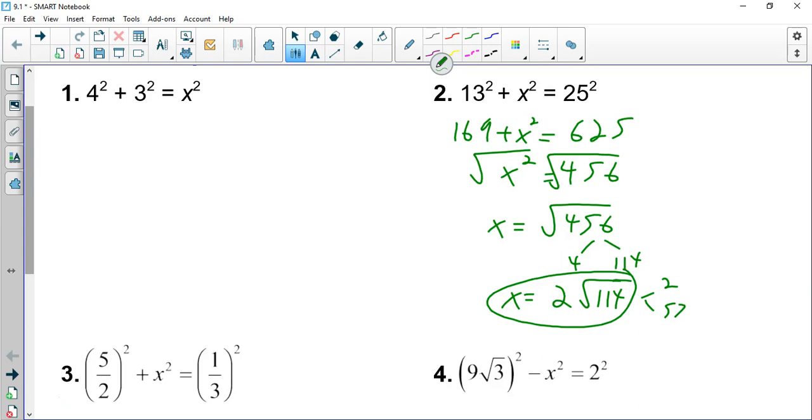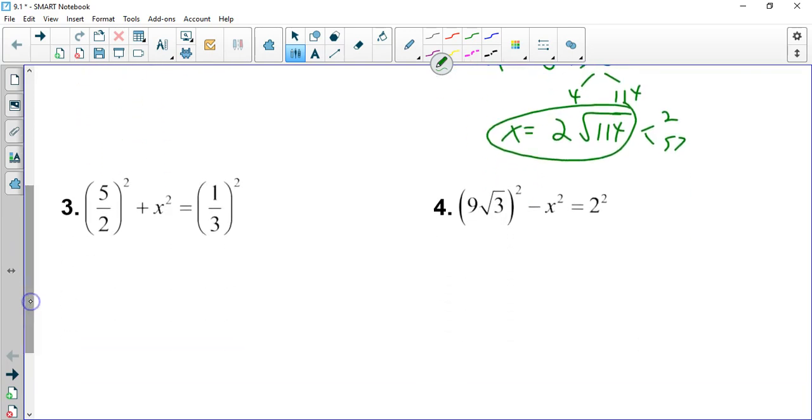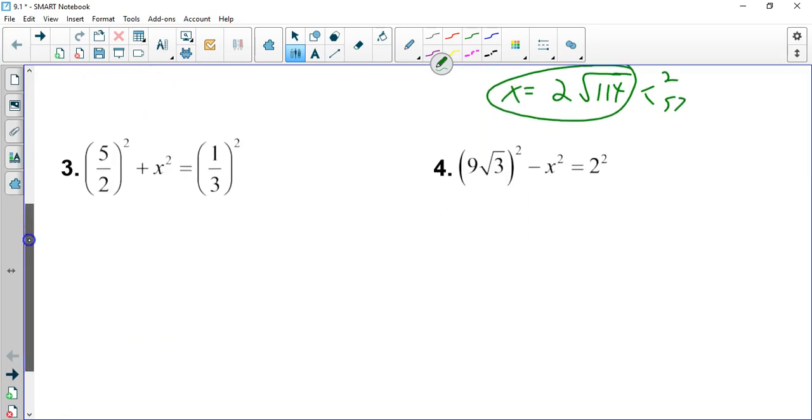This is going to be 16 plus 9 equals x squared. 25 equals x squared. And then when you square root both sides, you get a nice number like 5. Okay? We're going to skip 3 and go on to, let's say, number 4.